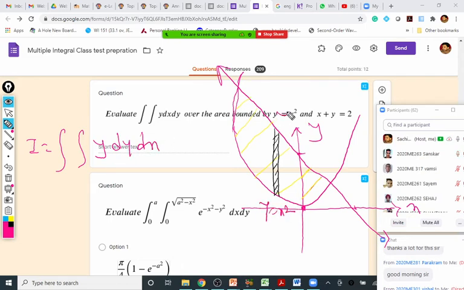So x square to 2 minus x. The limit of y, 0 to 2? Not correct. It is 1 to minus 2, minus 2 to 1.